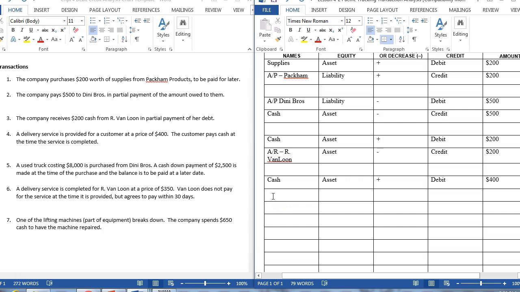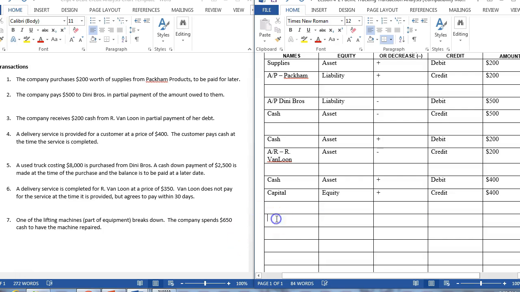Now we're going to the other account that's affected. Anytime I perform a service, that's going to impact equity. So we're going to say that equity or capital, which I'll say capital, is impacted. It is an equity account. Equity is increasing. Equity increases on the credit side, and it's $400.